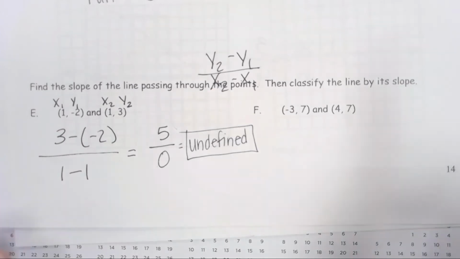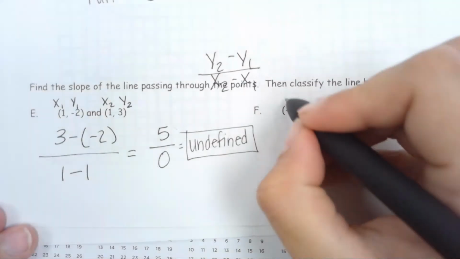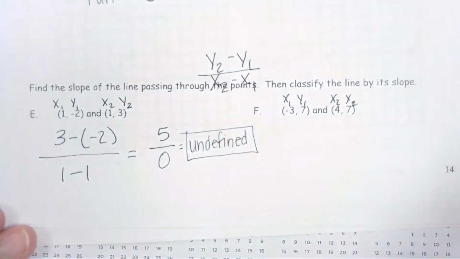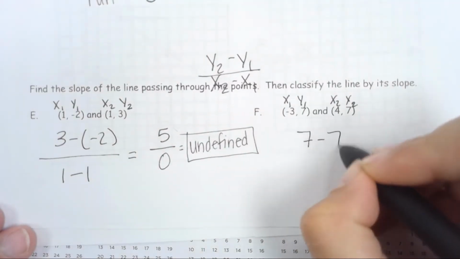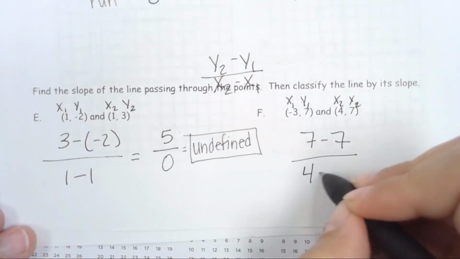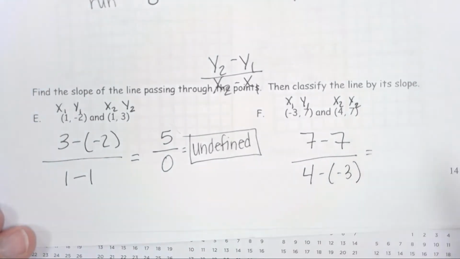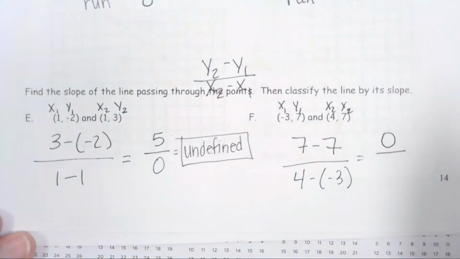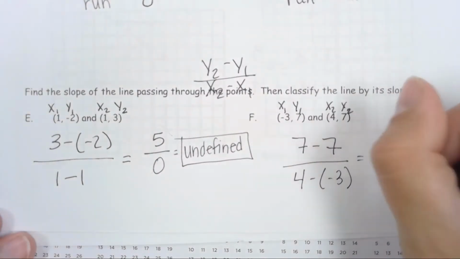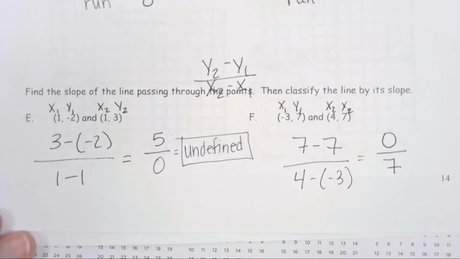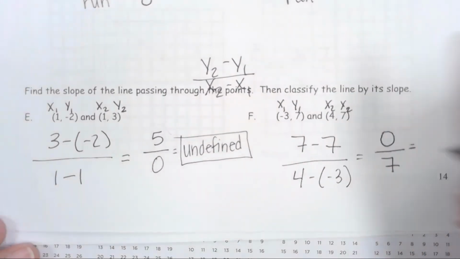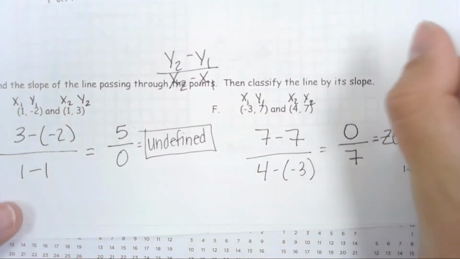All right, next one. So -3, 7, and 4, 7. So again, you're taking your y2 minus y1 over x2 minus x1. So in this situation, we're going to have 7 minus 7 over 4 minus a -3. 7 minus 7 is going to give us 0, and then 4 minus a -3 is going to give us a +7. And if you were to plug this in your calculator, 0 divided by 7 is going to equal 0, so this means that we have a zero slope.